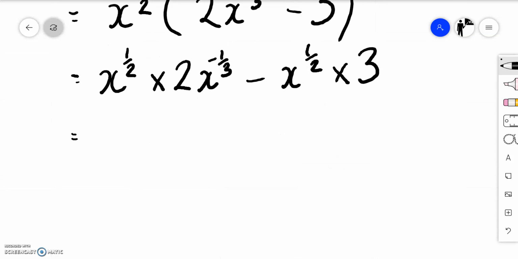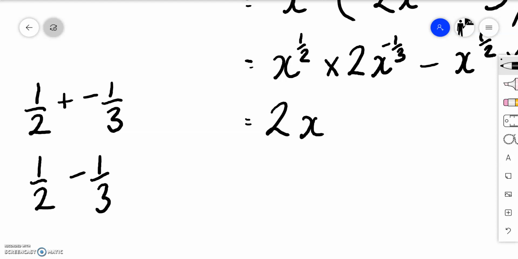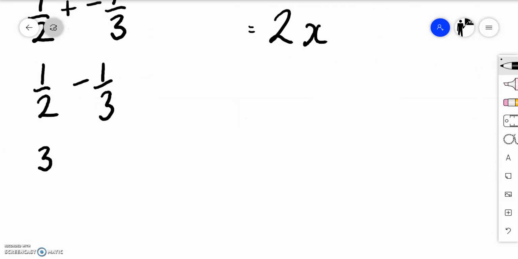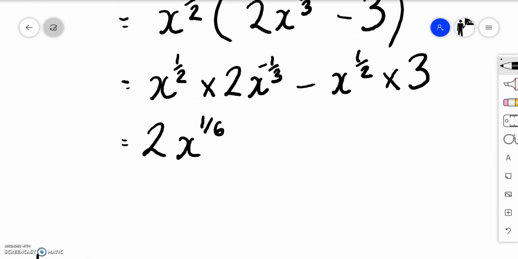Okay, let's have a look at this problem. We're multiplying, so we can add the powers. We're going to get 2x to the power. Let's work this out to the side. We've got a half plus minus a third. When we're adding a negative, that's the same as subtracting. So we're going to do a half minus a third. That's the same as 3/6 subtract 2/6, which is 1/6. So this is going to become 2x to the 1/6 subtract 3x to the half.